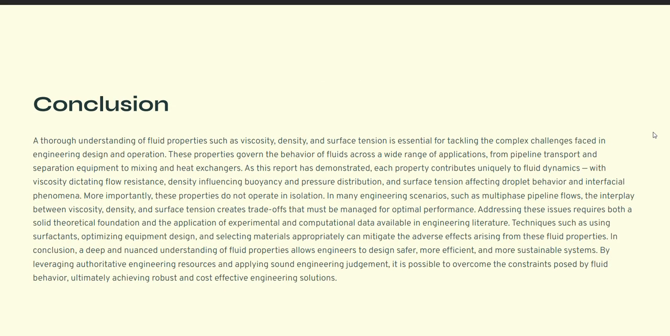Now, finally, for the conclusion, understanding fluid properties, viscosity, density, and surface tension is critical for tackling engineering design and operational challenges. These properties do not work in isolation. Their interplay can define the success of equipment design and fluid processing. With the right theoretical knowledge and engineering judgment, we can optimize equipment, reduce energy usage, and design safer and more sustainable systems.